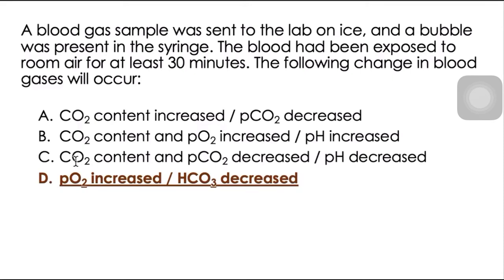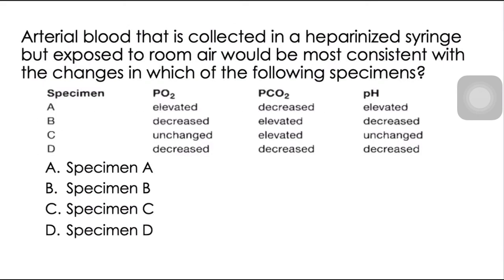So, yun po yung expected natin. Okay, kapag may presence nga ng oxygen. So, we have letter D. Or kapag na-expose sa air. Okay, arterial blood that is collected in a heparinized syringe but exposed to room air would be most consistent with the changes with which of the following specimen. So again, tandaan nyo po ulit yung ating relationship dito. No? So, mangyayari magkakaroon tayo ng increase ng PO2. No? So, increase ng PO2 and a decrease nga po ng PCO2 upon exposure to air.